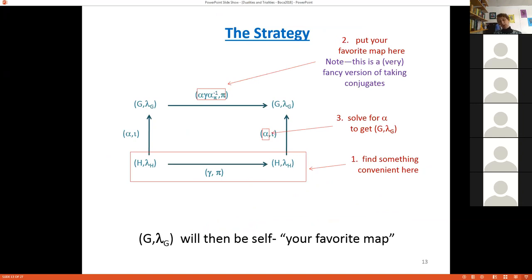What this gives us is a commutative diagram and a strategy for finding the objects that we want. What you do is you find something convenient and lovely down here. So something that is unchanged by some duality operation. So you found something lovely down here. You have what you want up here, and you solve for the operation to get a graph with the desired duality property. This guy that you get here will then be self your favorite map. So all you need to do in order to generate lots and lots of graphs that have the duality properties that you want is just find something down here to work with that you've got control over.